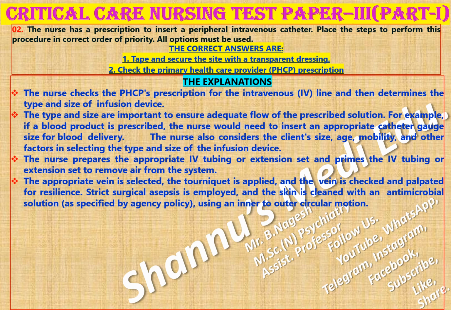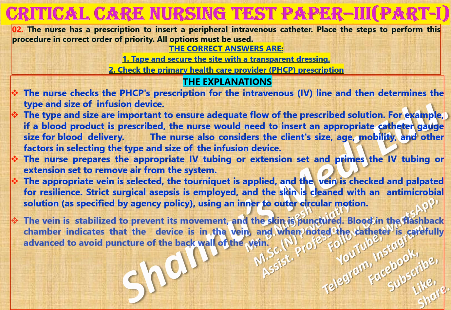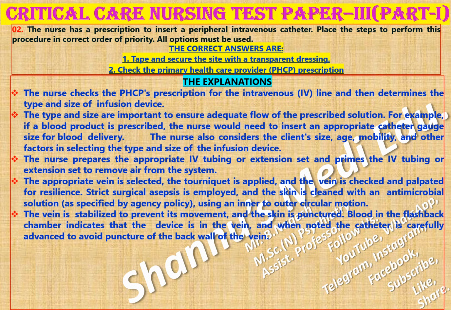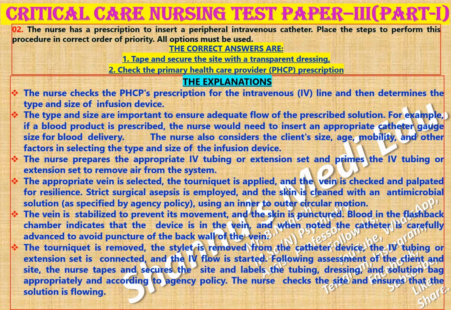It is checked for resistance. Surgical asepsis is employed and the skin is cleaned with an antimicrobial solution using an inner to outer circular motion. The vein is stabilized to prevent its movement and the skin is punctured. Blood in the flashback chamber indicates that the device is in the vein. The catheter is carefully advanced, avoiding puncture of the back wall of the vein. The tourniquet is removed and the stylet is removed from the catheter device.